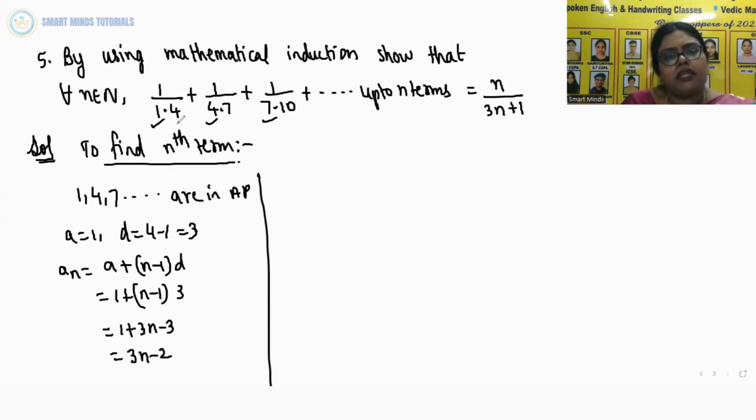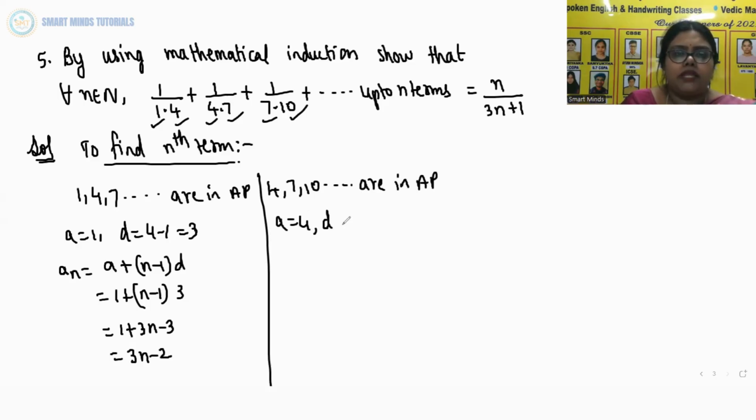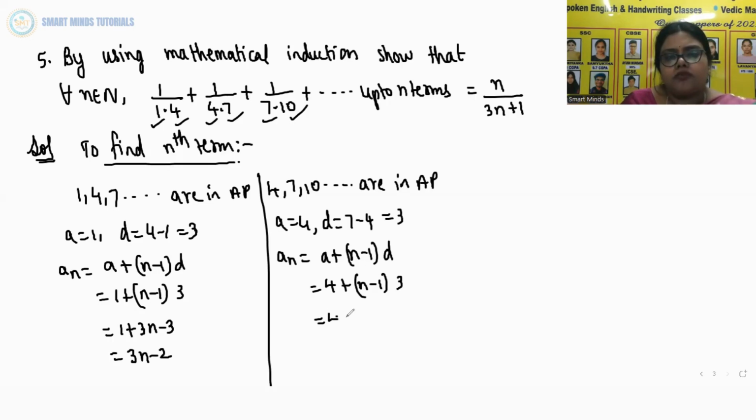Now we take the second number: 4, 7 and 10. So 4, 7, 10, and so on are in AP. So a = 4, d = 7 - 4 = 3. Now we write the nth term formula, a + (n - 1)d, that is 4 + (n - 1) × 3, that is 4 + 3n - 3, which is equal to 3n + 1.